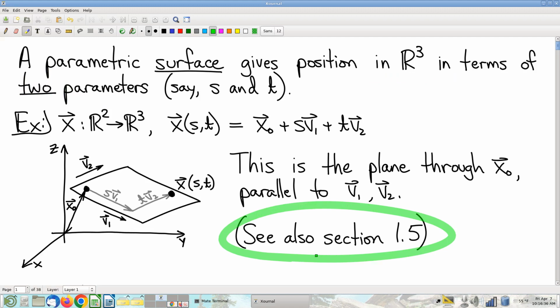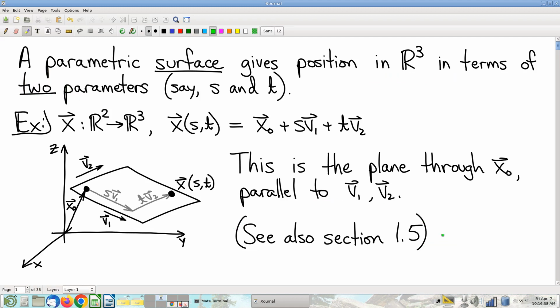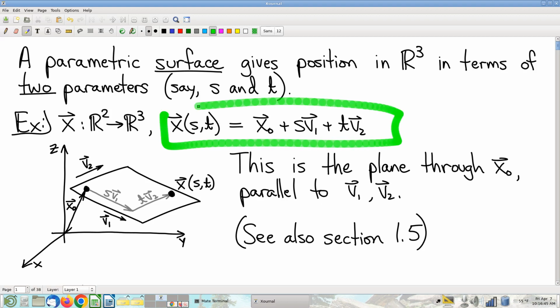If you look back to section 1.5, they talk about parametrizing a plane, and here's the formula that you'll find back there. In fact, we even had a homework exercise in probably that same section where you had to build up this construction to define, I think it was a parallelogram in space, something like that. Y'all may remember that exercise.